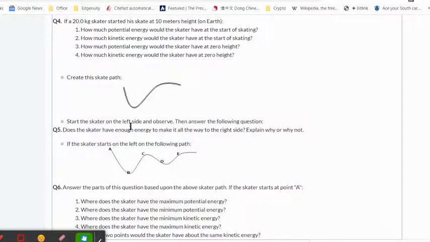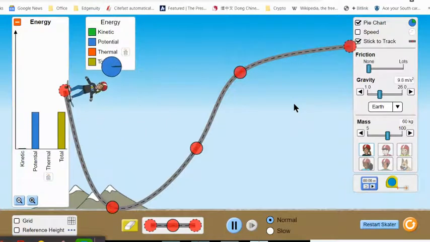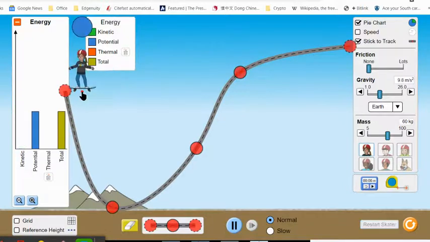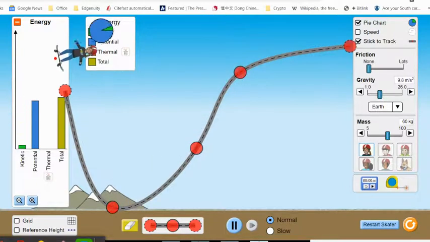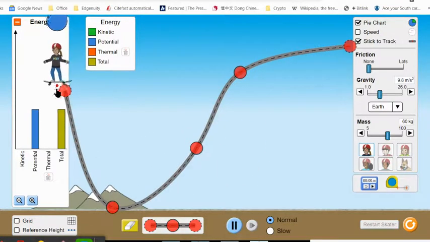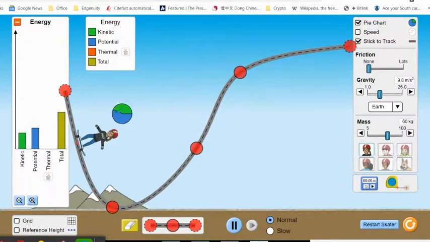Okay, so does the skater have enough energy to make it all the way on the right side? Why or why not? Just out of curiosity, let's see if we started over here. See how much total energy is right here? Let's see if we start right here, what happens to our skater. Maybe that'll help you with this a little bit. Okay, but if we start our skater here, there you go. So you should be able to answer that now.